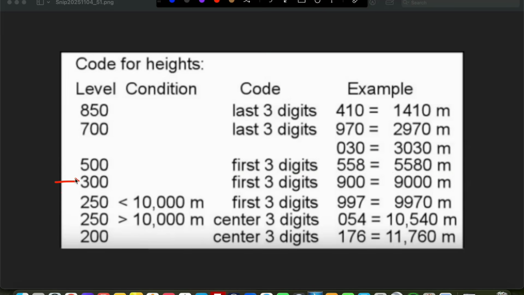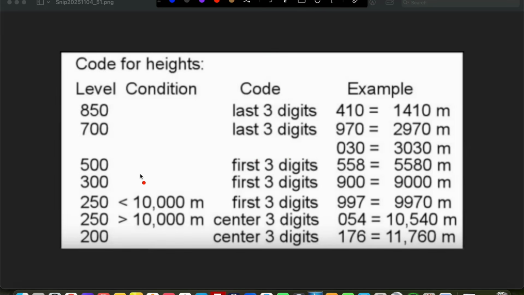Same thing at 300 millibars: the first 3 digits are listed, and we simply add a 0 to the end of it. So for example, if you have a value of 900 listed on the station plot, just add a 0 to the end of it for a final value, in this case, of 9,000 meters. The 250 millibar level is where it gets a little bit weird.